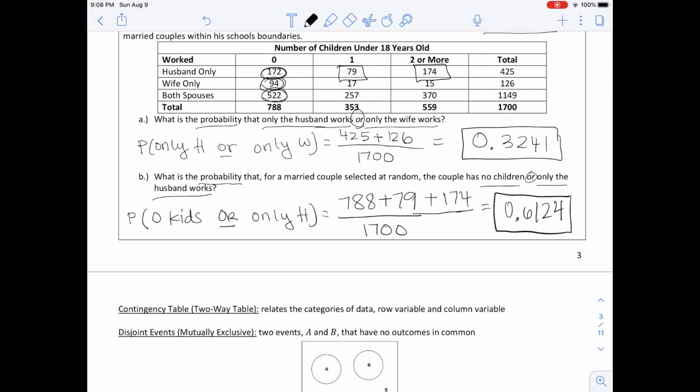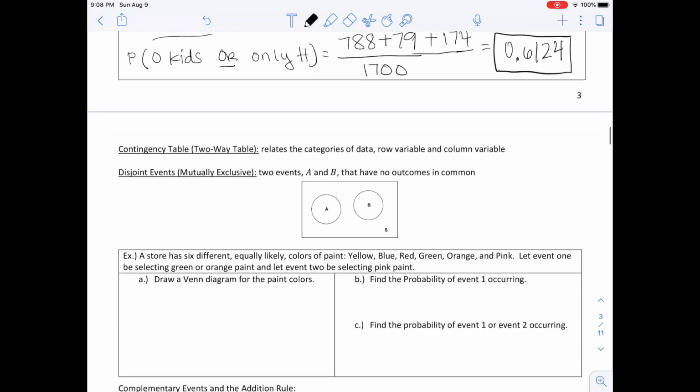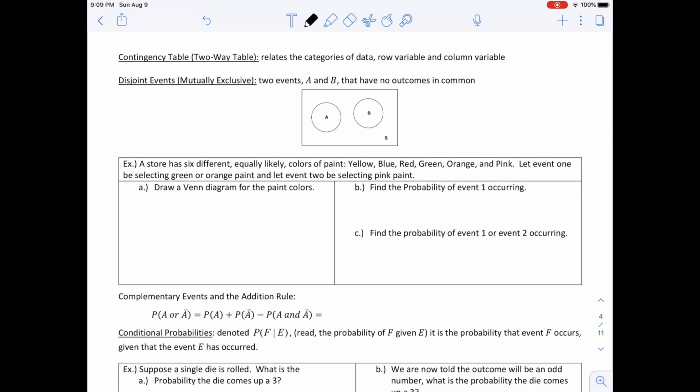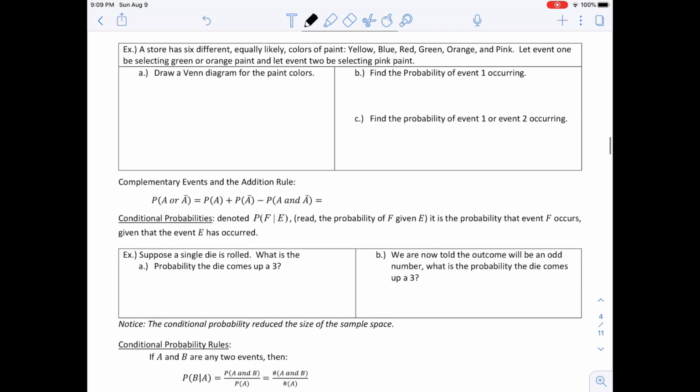And again, with probabilities, it's very typical to round to 4 decimal places. The next page says contingency tables or two-way tables relate the categories of data, row variables, and column variables, and we saw that in the previous example. The next definition we have is disjoint events, also called mutually exclusive events, which are two events A and B that have no outcomes in common. So if you look at your Venn diagram, there's no overlapping of those circles of those two events. I also want you to notice that the probability of event A and event B is going to be equal to 0 because there's nothing there that they share in common.